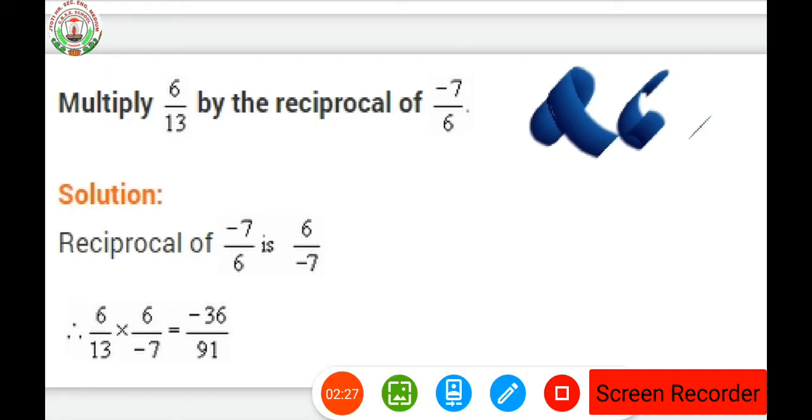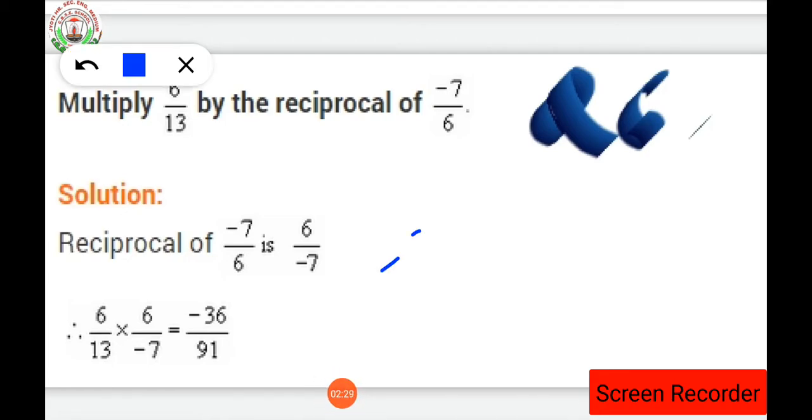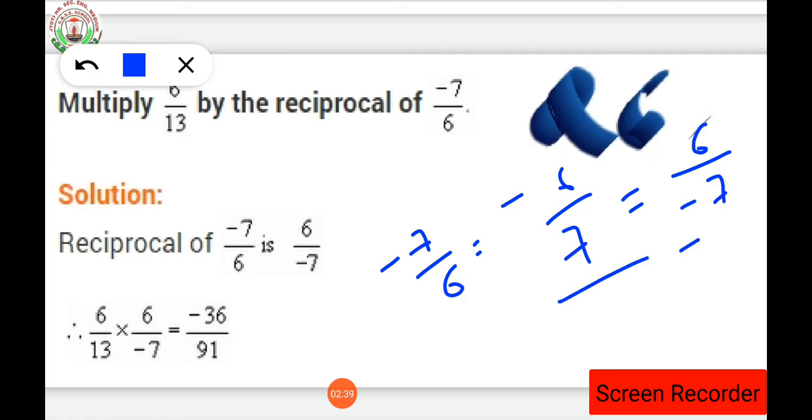You can write the reciprocal of minus 7 upon 6 as minus 6 upon 7, that is correct, or you can put the minus sign in the denominator, and both have the correct meaning. Or if you write 6 upon 7 with the minus sign at the center, this also has the same meaning. Don't get confused in this.